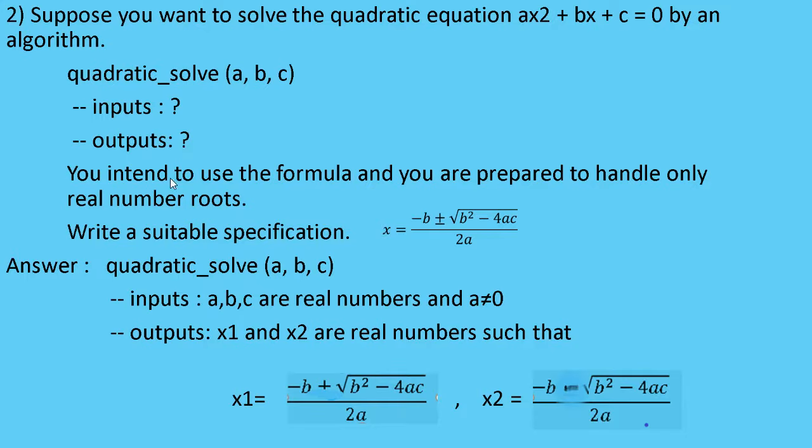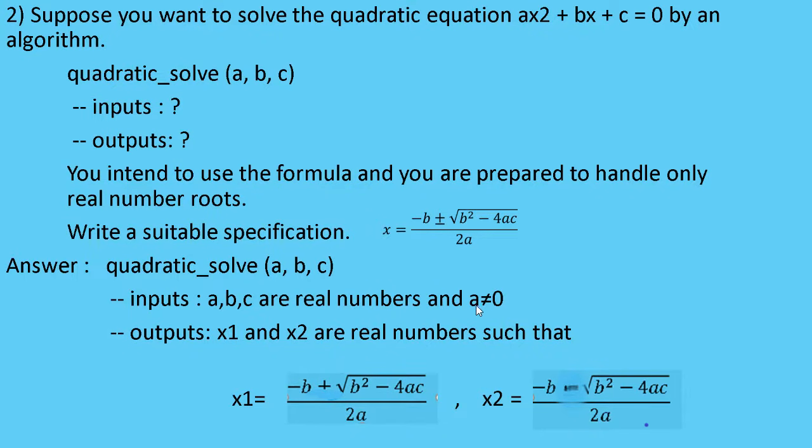They also gave the formula, so a suitable specification we have to write by using the formula: X is equal to minus b plus or minus root of b squared minus 4ac by 2a. So in inputs, what should we write? We need 3 inputs. So a, b, c are real numbers and a not equal to 0. This is one of the input properties.